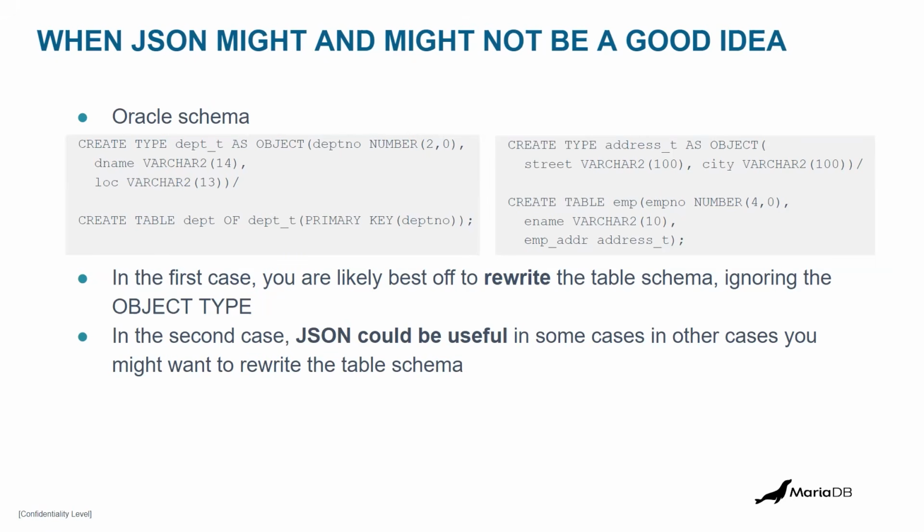Here are two examples where we're using user-defined types and type tables. To the left, there is an example of using a type table. In that case, I would say rewrite it. You're better off rewriting type tables and just using the actual columns that they should be with the actual data types. In the right example, we're using a user-defined type called address_t as an embedded column in a table called emp. In this case, you might actually be working with JSON. It's not such a bad idea replacing this with JSON.